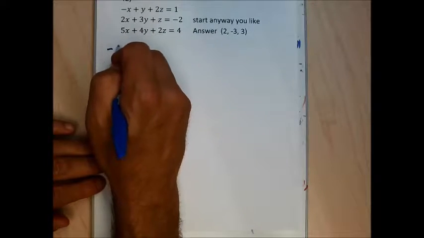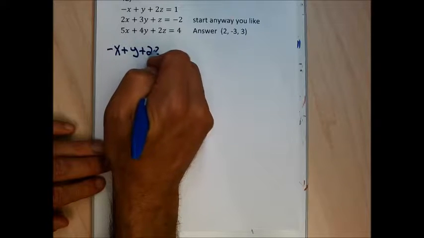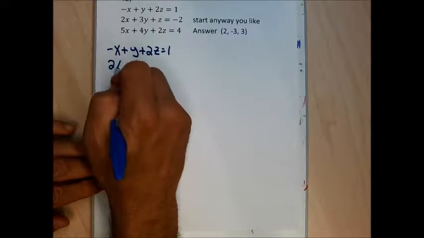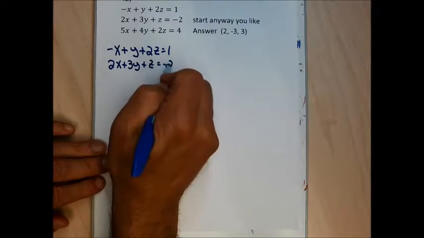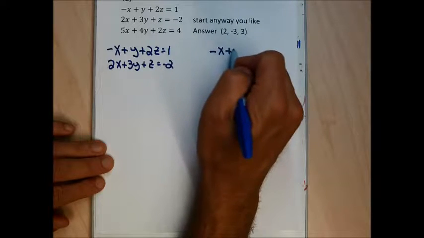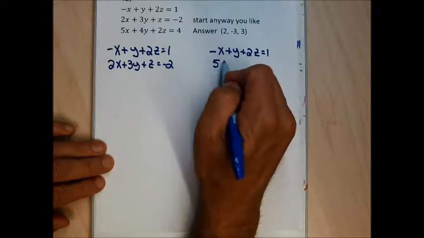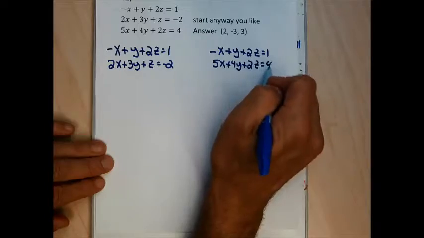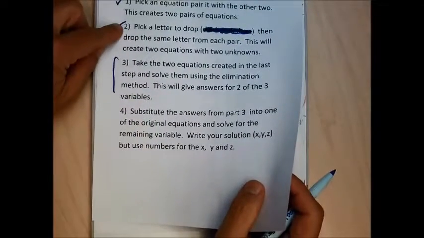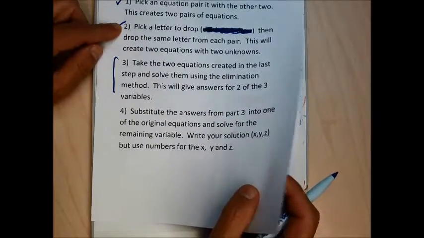So I'm going to pick an equation, pair it with the other two. I'm going to pair the top equation with the bottom two. So I'm going to take the top equation, negative x plus y plus 2z equal to 1, and pair it with the middle equation, and pair it with the bottom equation. Done with my first step. I'm going to pick a letter to drop out. I already picked the x, and I'm going to drop that from each pair. It's going to give me two equations with two unknowns.